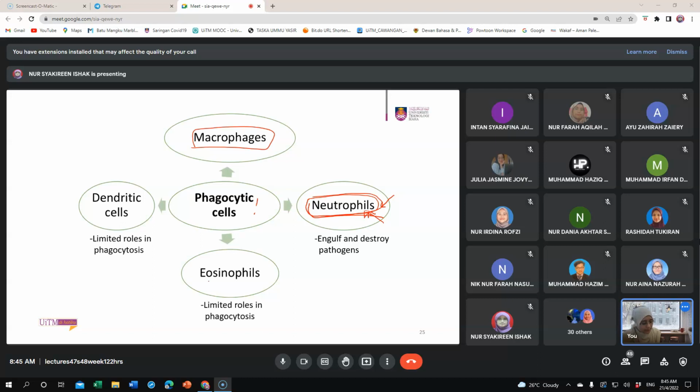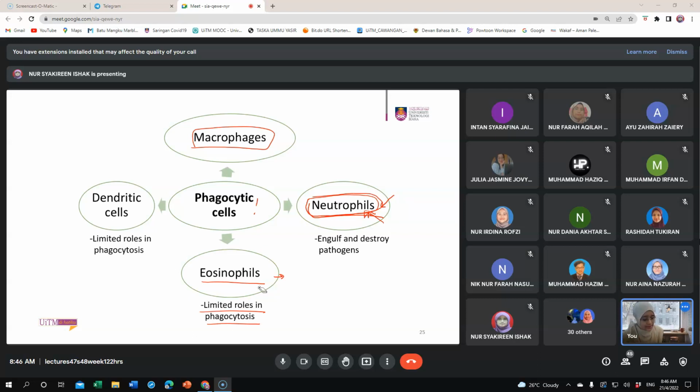And then you have the eosinophil, with a limited role in phagocytosis. It can engulf the pathogen, but it has other functions as well. Another main function of eosinophil is to destroy multicellular parasites, parasites that have many cells. So obviously the eosinophil cannot engulf them.